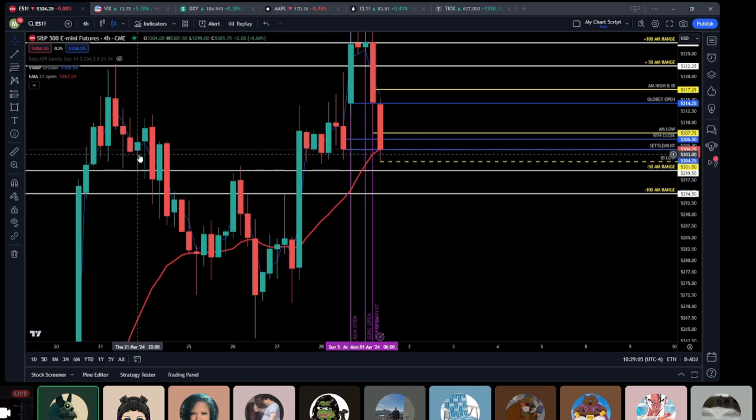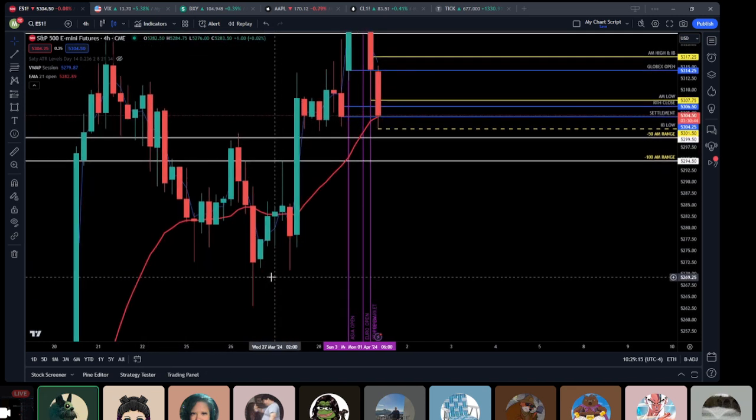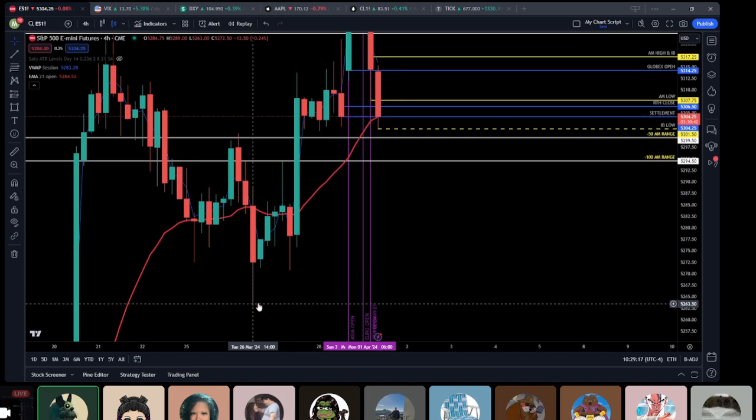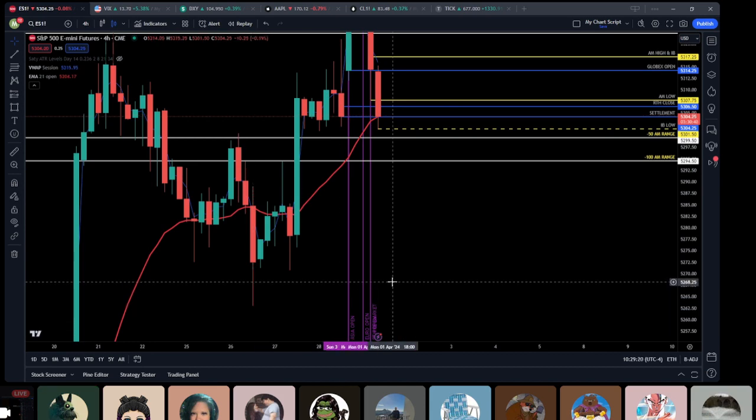Even over here from 2 weeks ago, 5300 has been a strong support until it eventually broke down and we went all the way down to be retesting the 5260s.